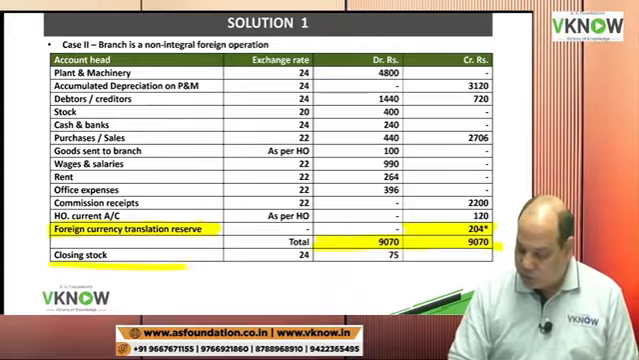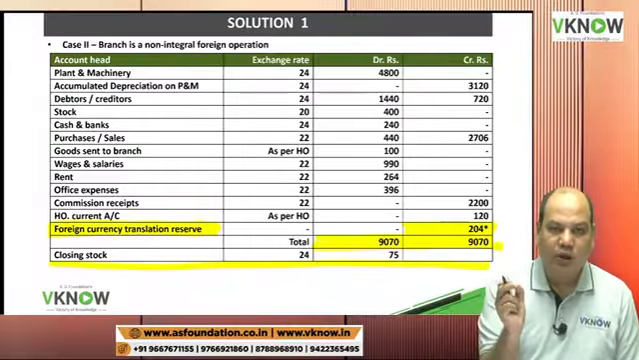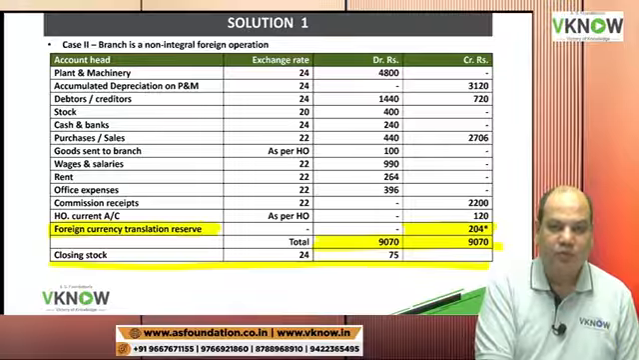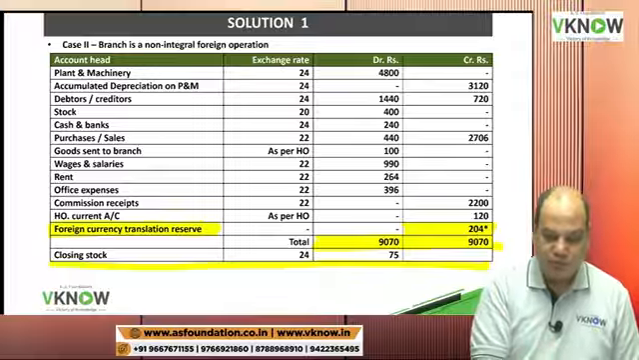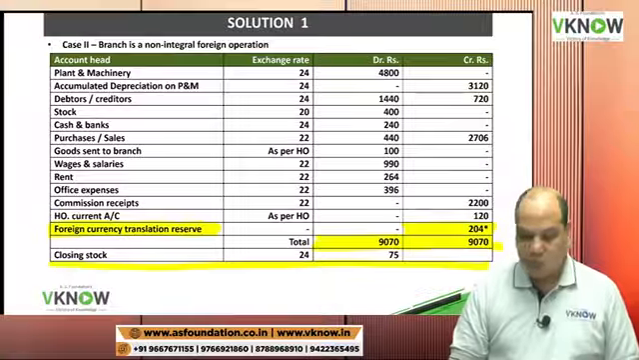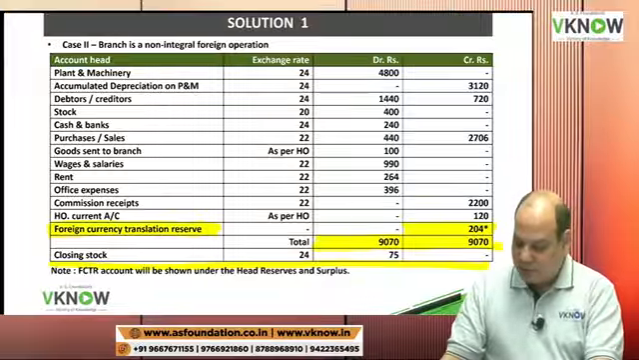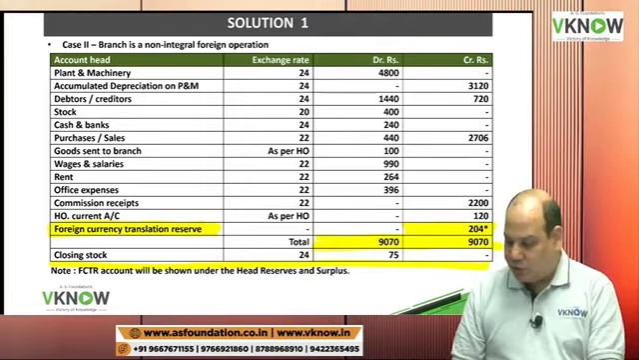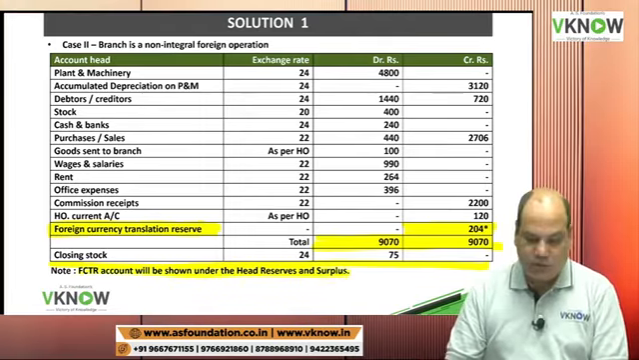So this was a good example of the same question solved by two ways, integral and non-integral, and a similar question is there in your branch accounting also. So question number 1 is over. Tanya is right. What is the treatment of this FCTR? FCTR will appear in reserve and surplus.